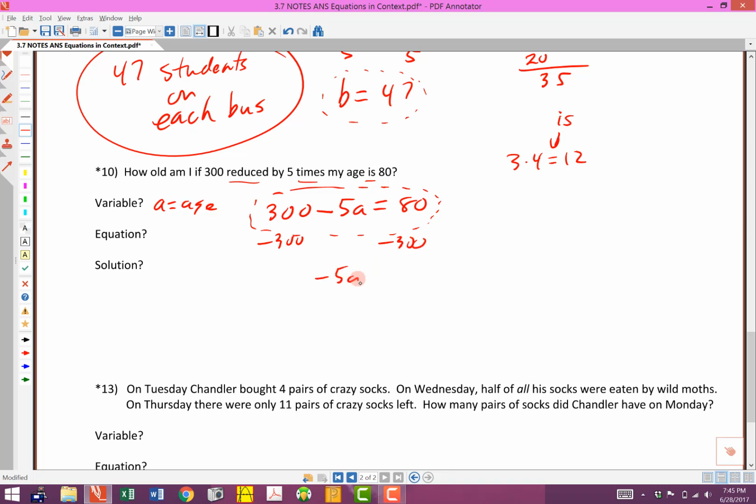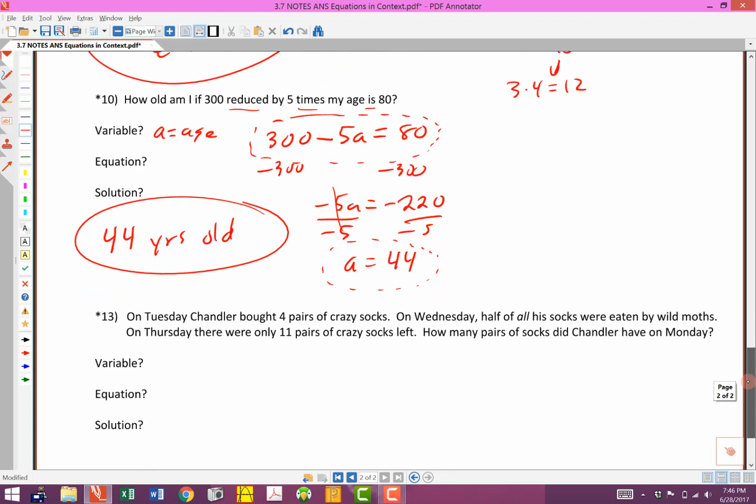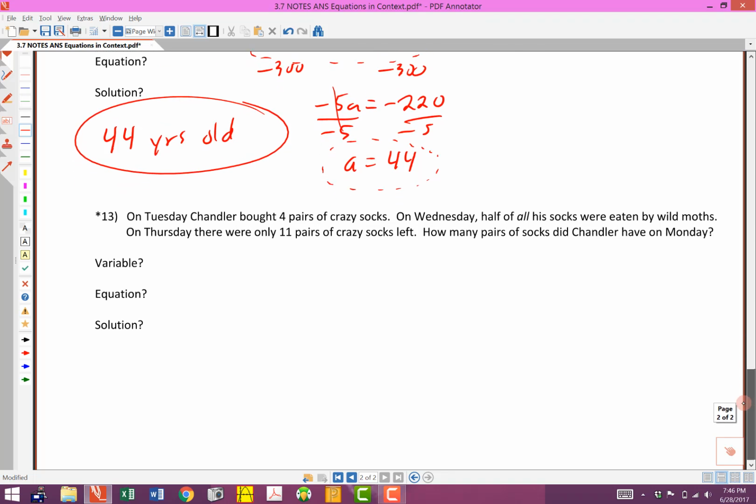Let's see, negative 5a equals, let's see, this is negative 220. 80 minus 300 is negative 220. Divide by negative 5. Let's see, cancel those. So we get A equals negative divided by negative. That's good. And then 5 goes into 220 44 times. Okay, so we've got our equation, we've got our answer to the problem, and then the answer to the question here is 44 years old. And there we go. All right, writing down that equation from the problem, that's the most important thing.